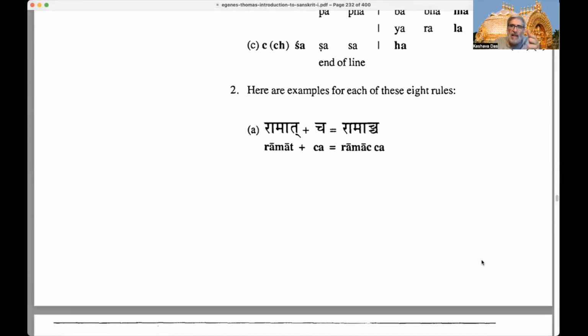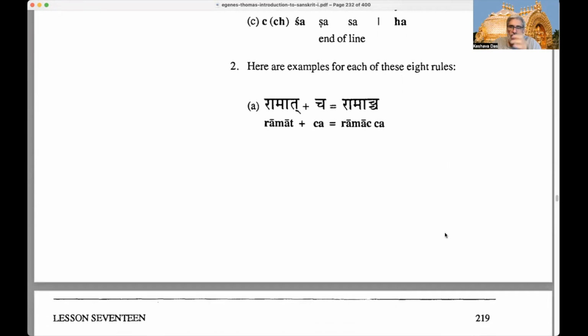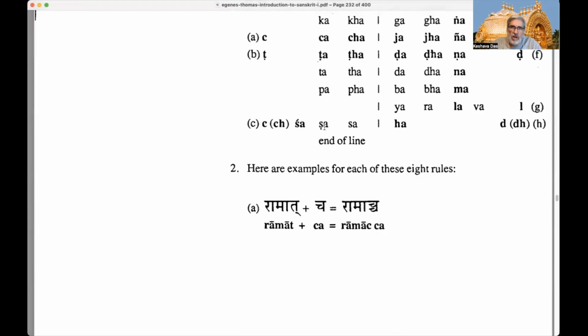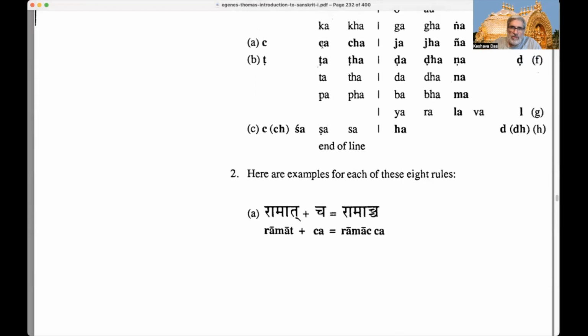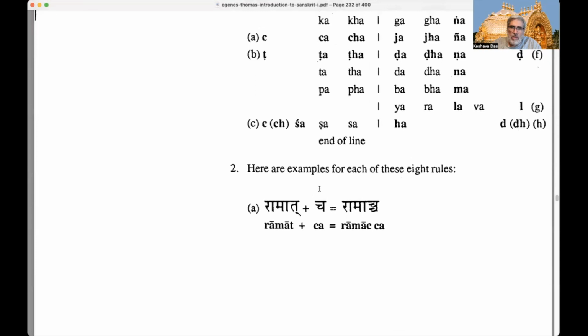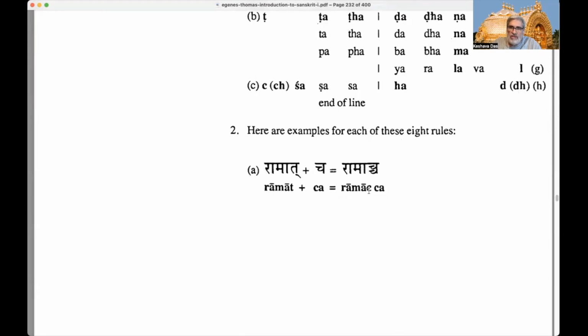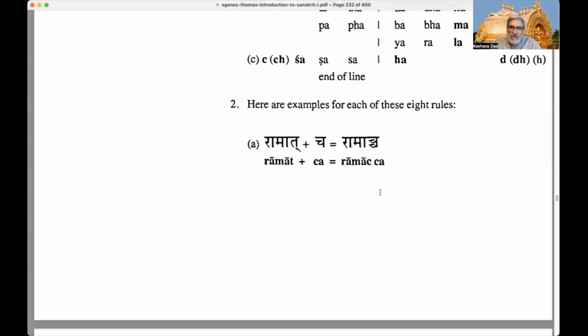Okay, so here are the examples for these 8 rules. The first one is ramat plus cha. Up here it says when it's followed by the palatal cha, the dental T turns into also a cha. So ramat cha becomes ramacha. The T turns into a C, so you double the C basically there.